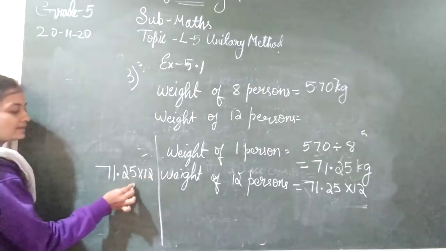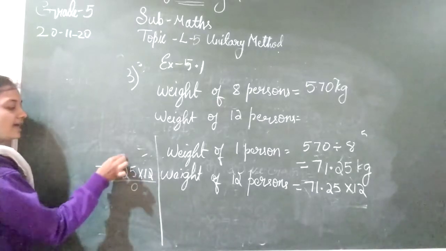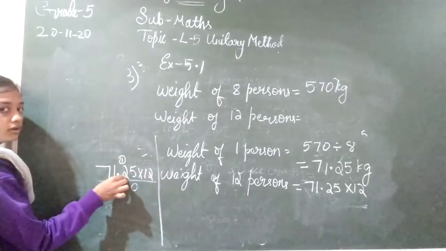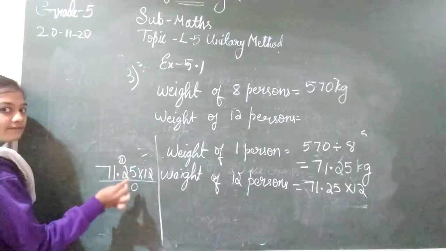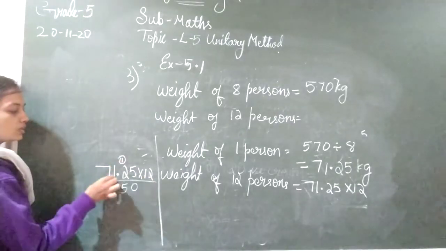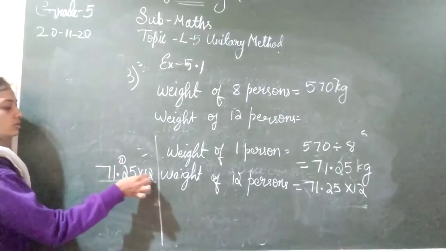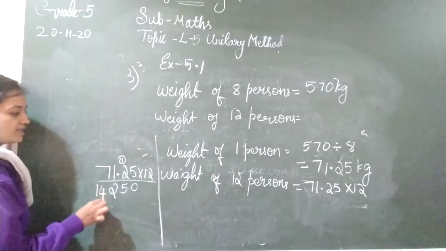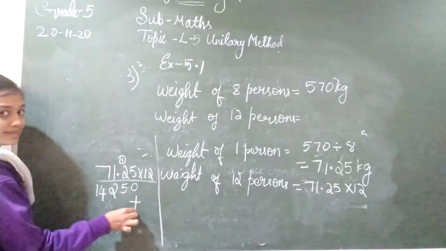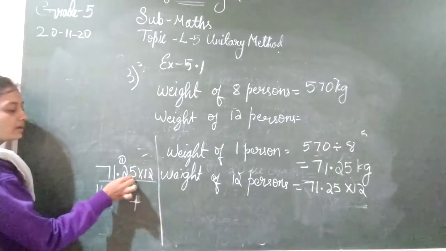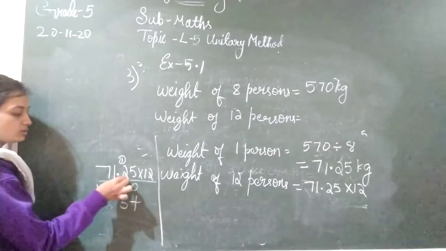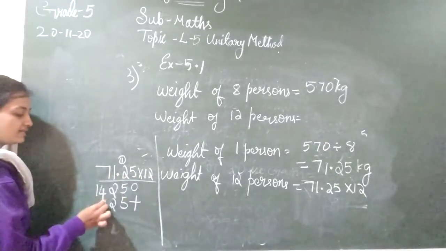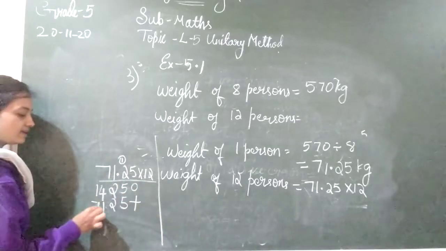2 fives are 10. 1 carry. 2 twos are 4. Plus 1, 5. 2 ones are 2. 2 sevens are 14. Now write plus and multiply with 1. 1 five is 5. 1 two is 2. 1 one is 1. 1 seven is 7.